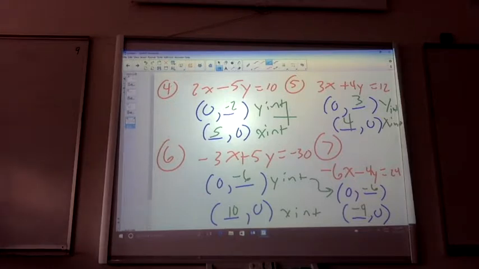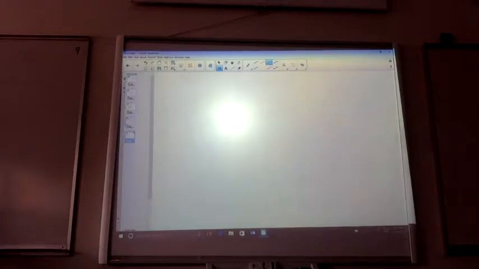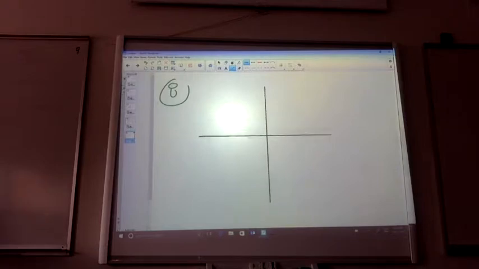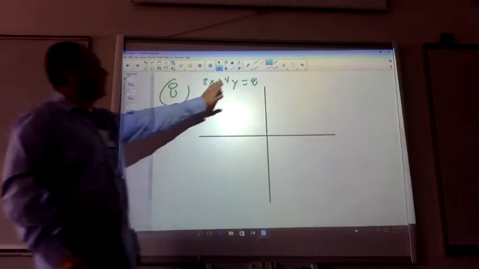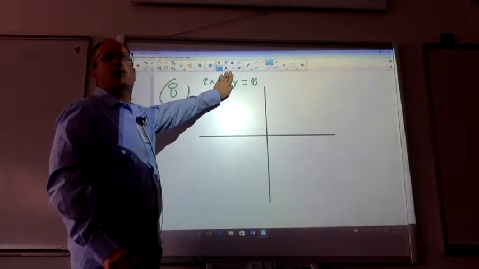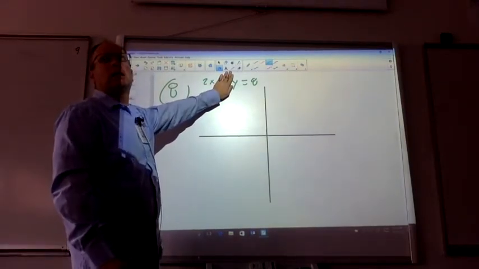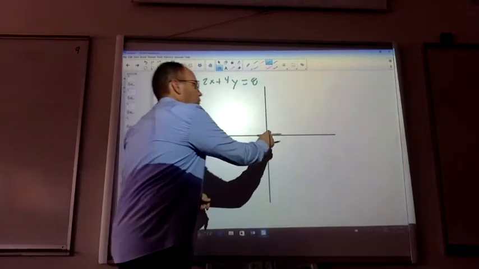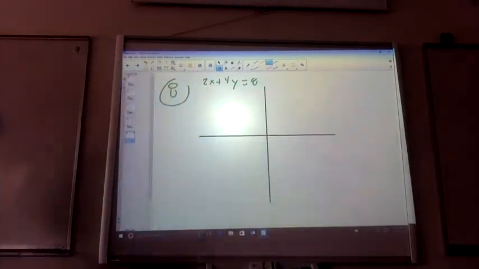All right, so number 8. Make our x, y axes best we can. So 2x plus 4y equals 8. Let's figure out where it crosses the x-axis. So I'm going to cover right here. 2 times x equals 8. So x equals 4. Notice I'm saying x equals, so that's 1, 2, 3, 4 on here.